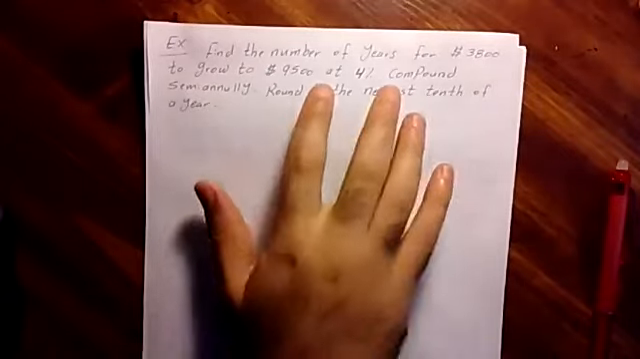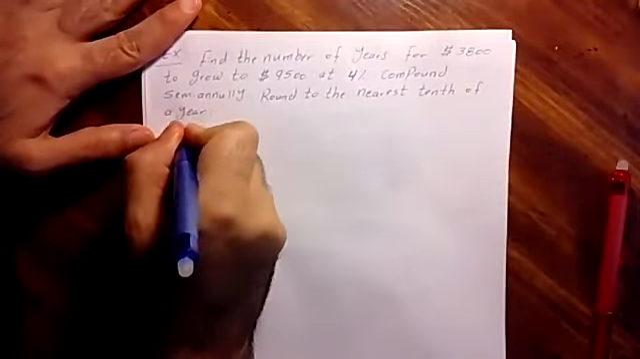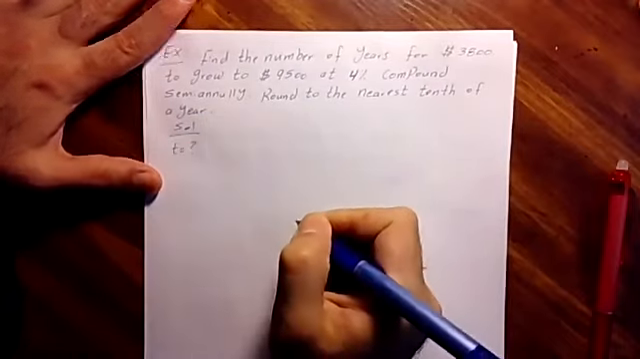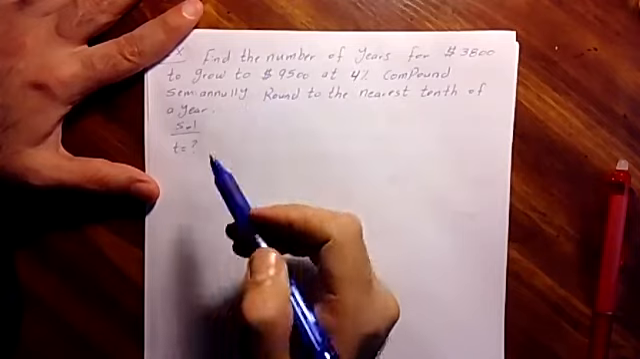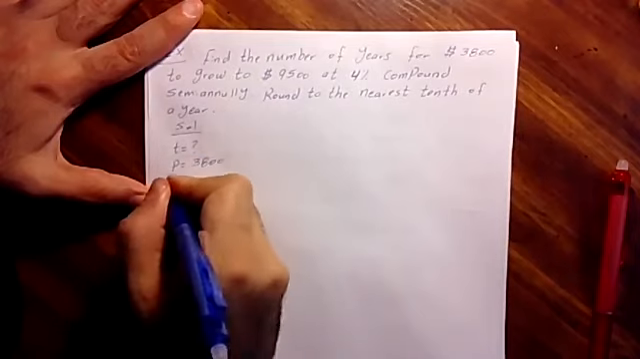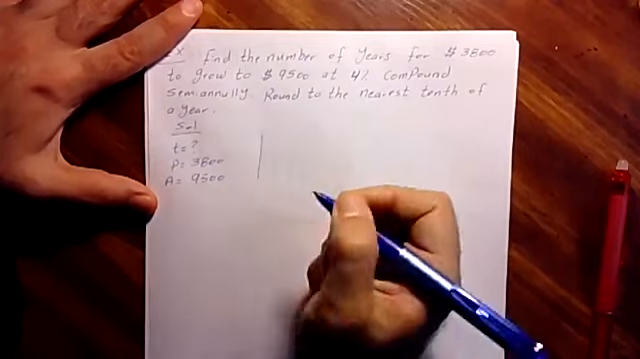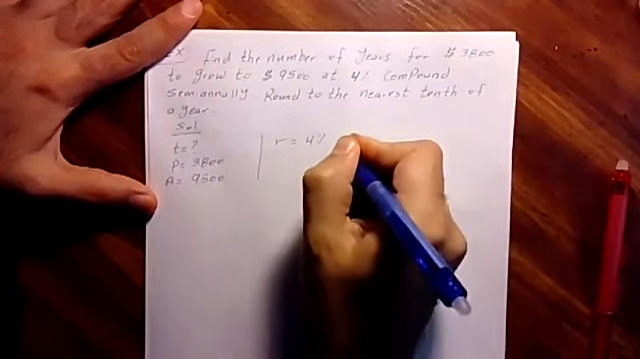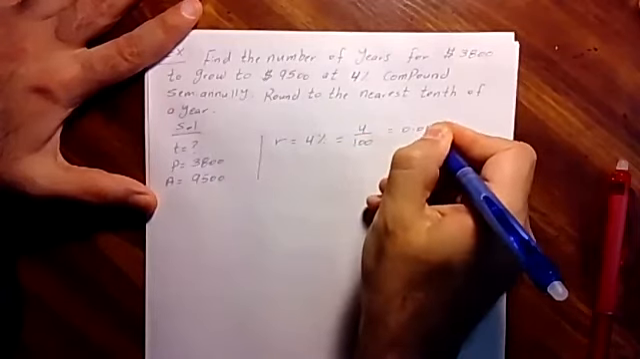They ask you to find the number of years. That means we're going to write down the information here. That's T, what we need to find. For 3,800 to go to 9,500, that means the initial is 3,800 and the future is 9,500. At 4%, that means the rate equals 4%, which is 4 divided by 100. So it's going to be 0.04.